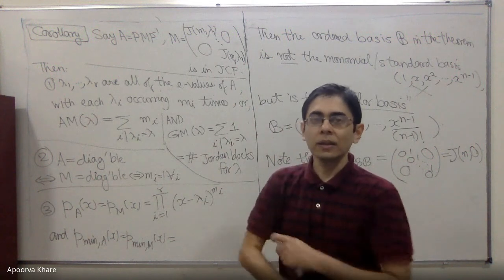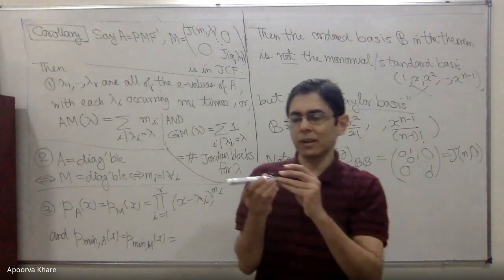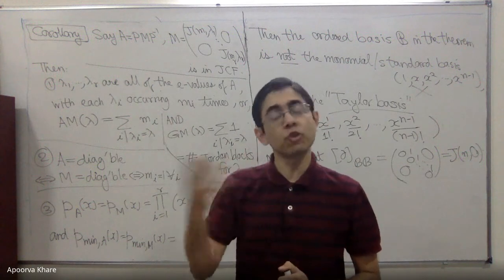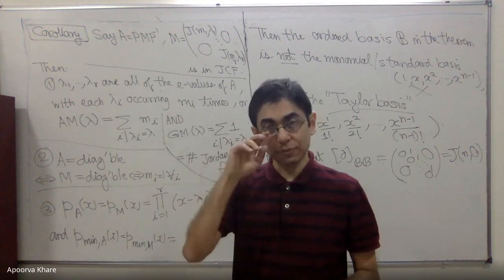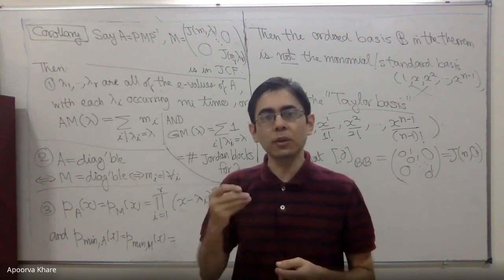With the same eigenvalue, then it need not. So suppose one of them is size 3 by 3 and one of them is size 4 by 4. Then I would get x minus lambda cubed and x minus lambda to the fourth. But notice that x minus lambda to the fourth kills both of the Jordan blocks already.